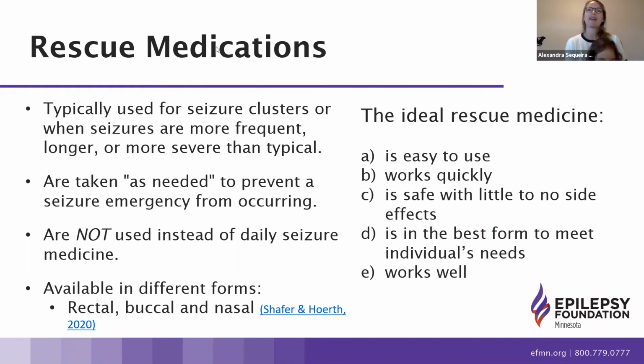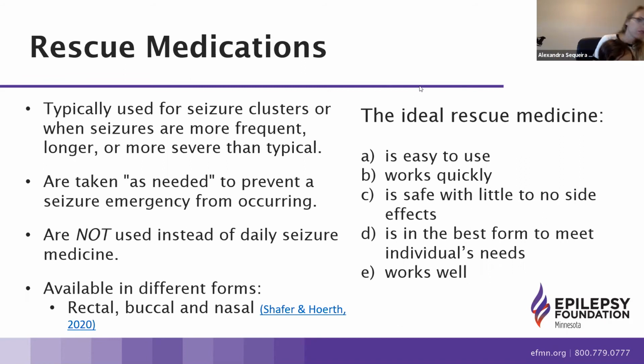So rescue medications, as mentioned, there's going to be another webinar, which will go through things in a lot of detail, but typically it's used for seizure clusters, or when seizures are more frequent, longer, or more severe, so generalized tonic-clonic seizures, or those types of things. They're taken as needed to prevent a seizure emergency from occurring, but they're not used instead of or in replacement of a maintenance medication. So oftentimes, individuals with more severe epilepsy will be on a maintenance daily medication and then have a backup plan if, God forbid, a seizure breaks through, what to do in that case.